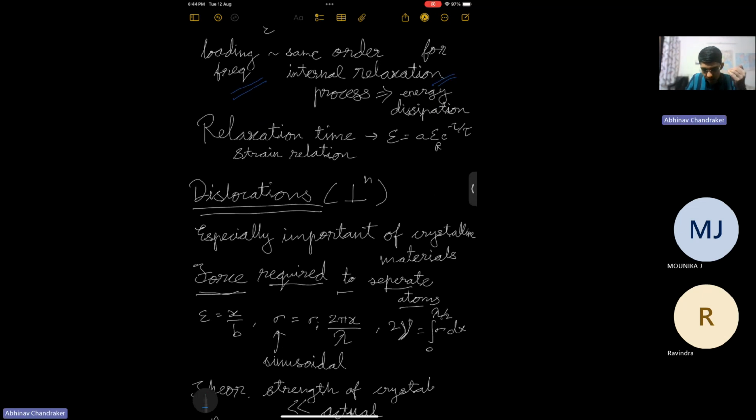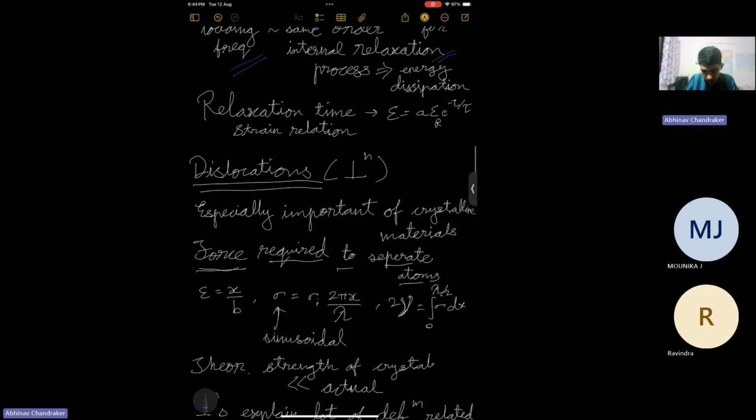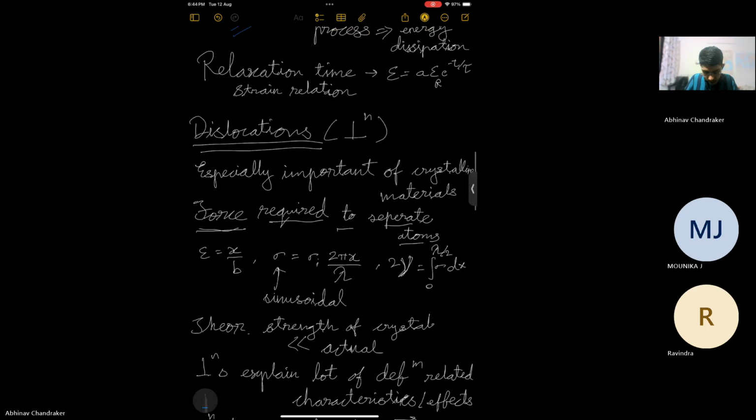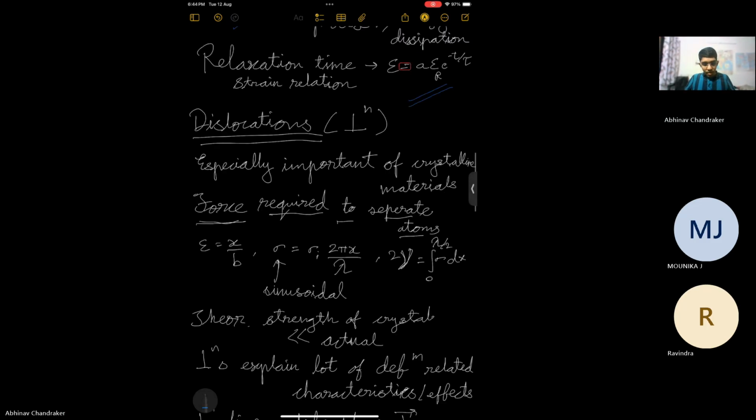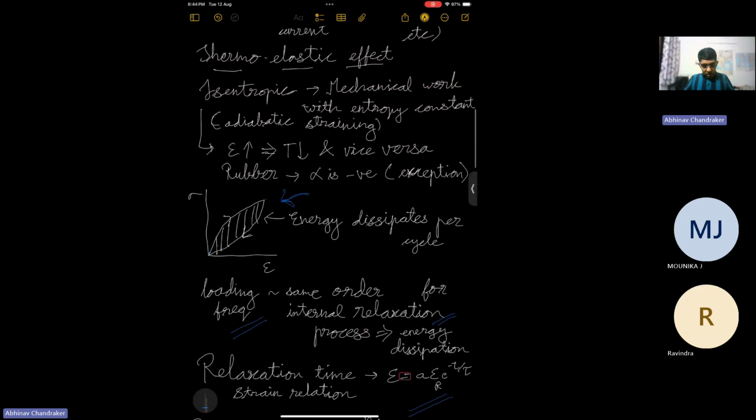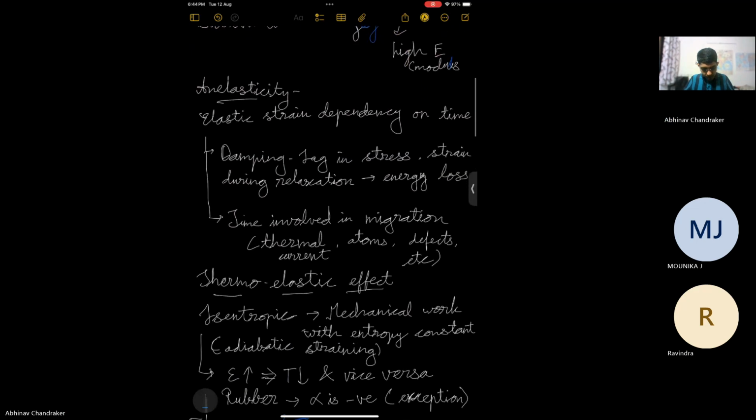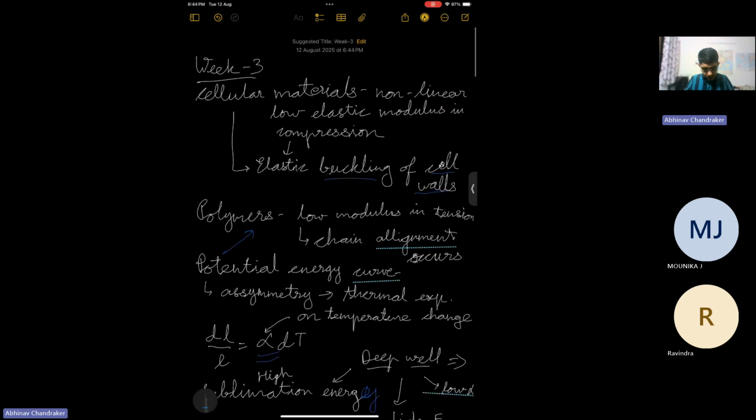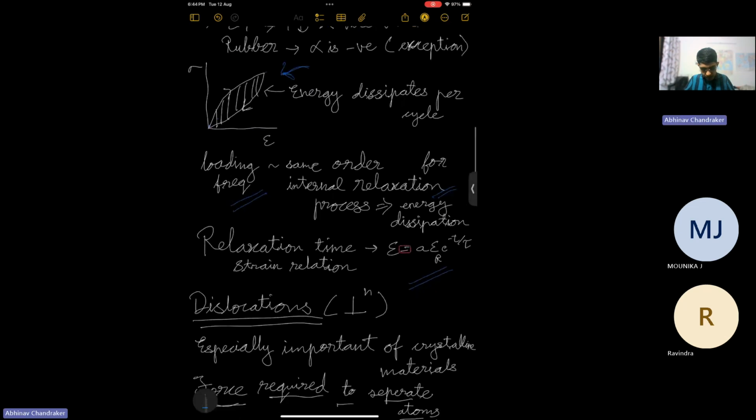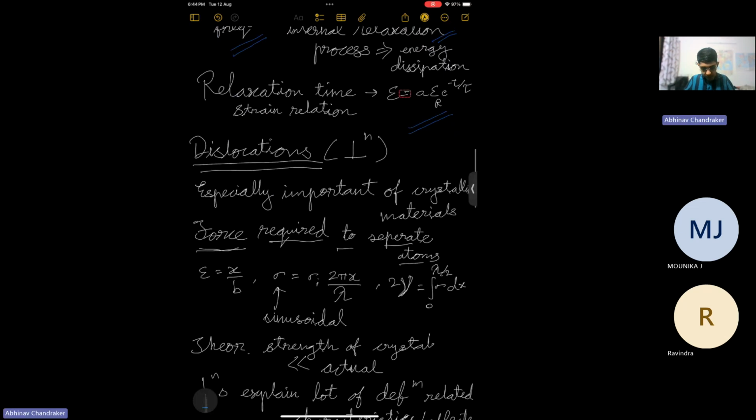So in that case, more of the energy of loading goes into the relaxation process and you get more damping. Then there were certain relations to show how the strain will change with time during relaxation. That was all about elastic effects, the thermoelastic effect, and elasticity being different in different materials, and how it can manifest.